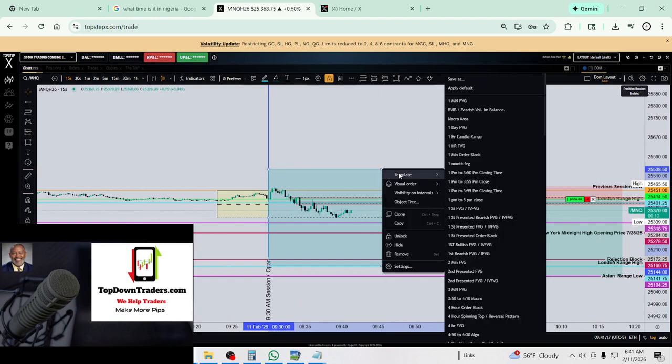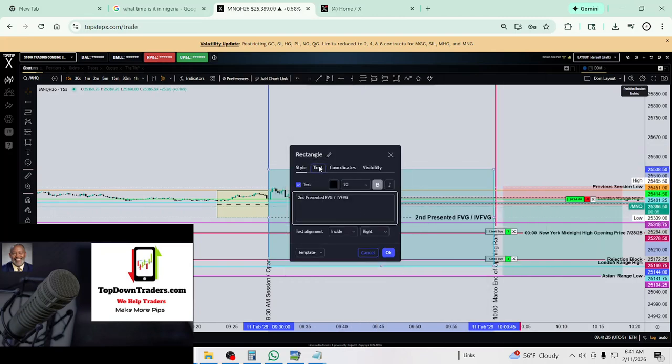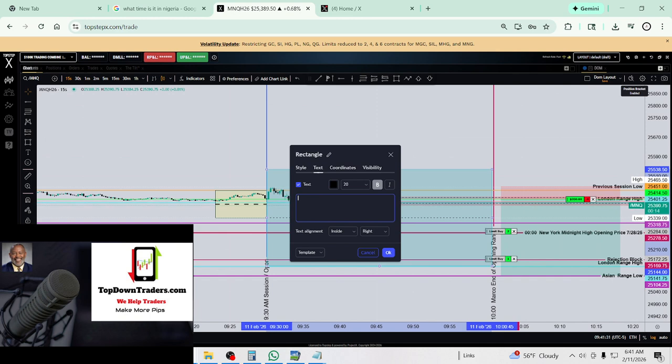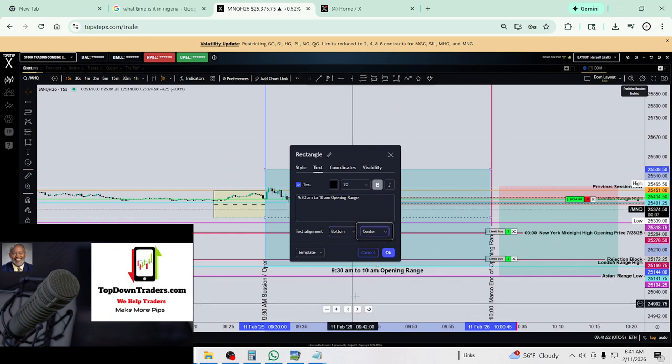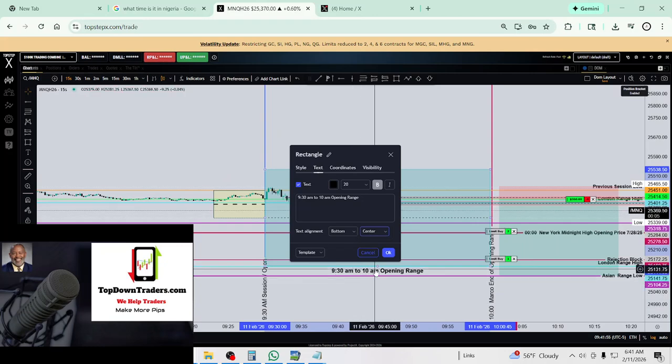I'm just going to do the settings on the bottom here. And text. This is going to be 9:30 a.m. to 10 a.m. opening range. I want that outside on the bottom and in the center. 9:30 to 10 a.m. opening range.